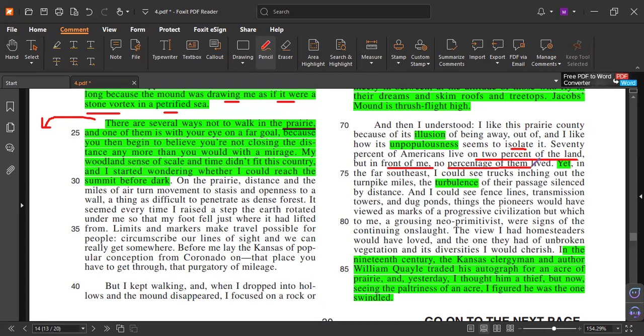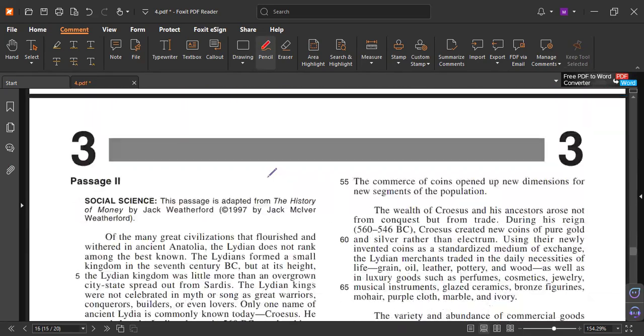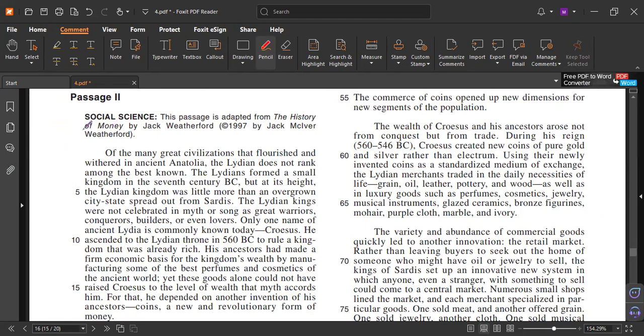And again, I like this prairie country because it gives the illusion of being away, and I like how unpopulous it seems. Episodes about the site. We don't read only the anecdote, but the main idea, because the evidence here is to prove an idea before it. That's it. Not best. Let's say social science.